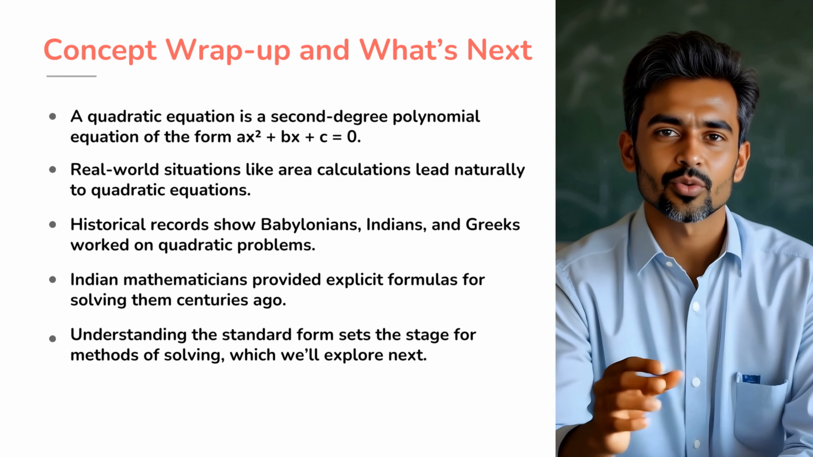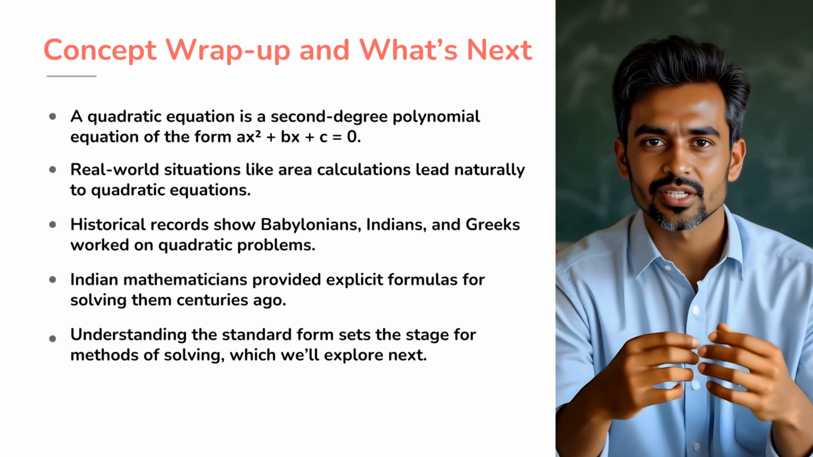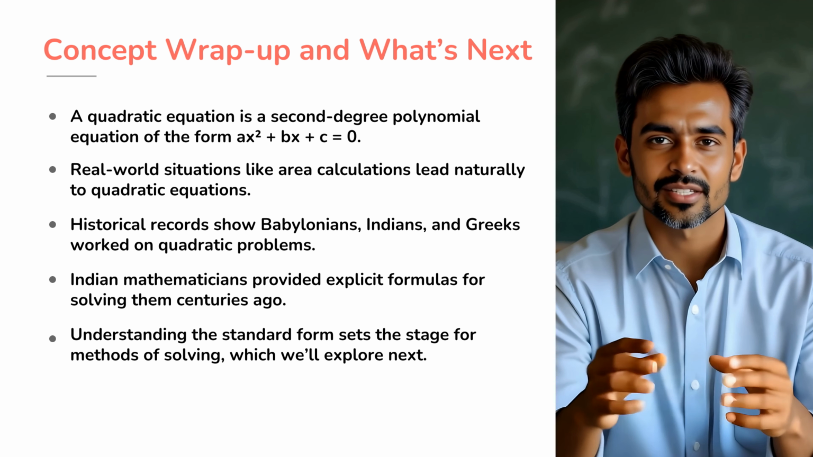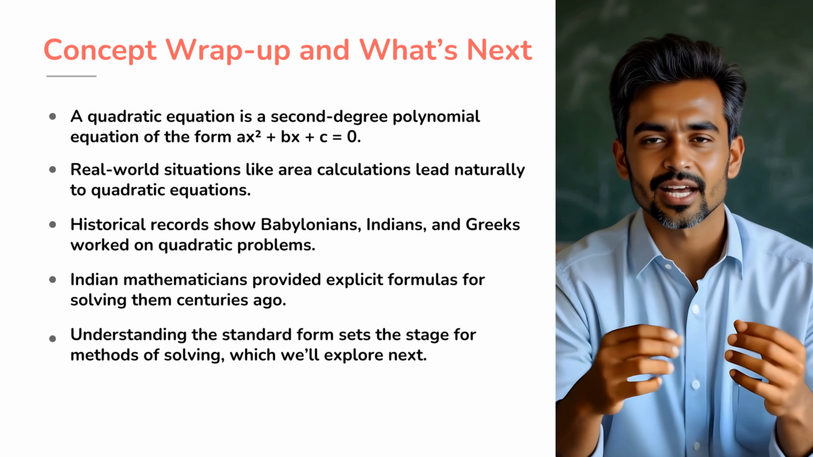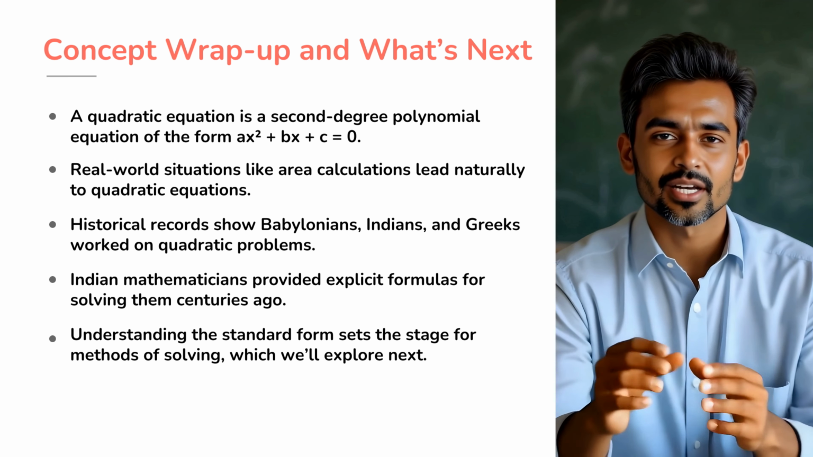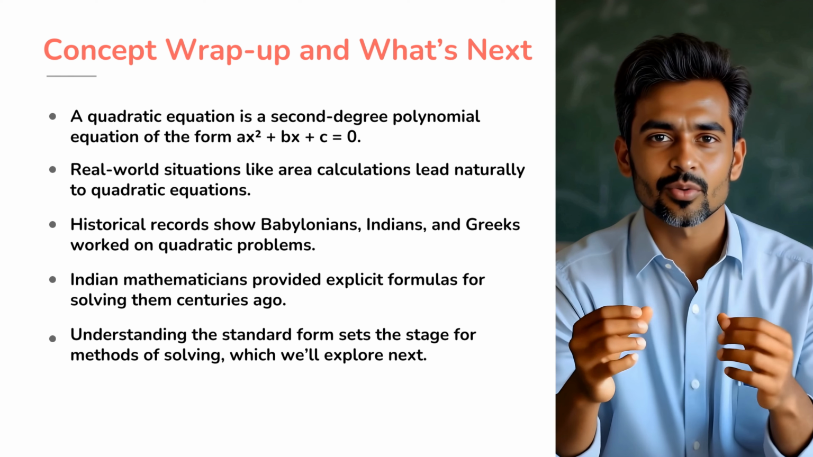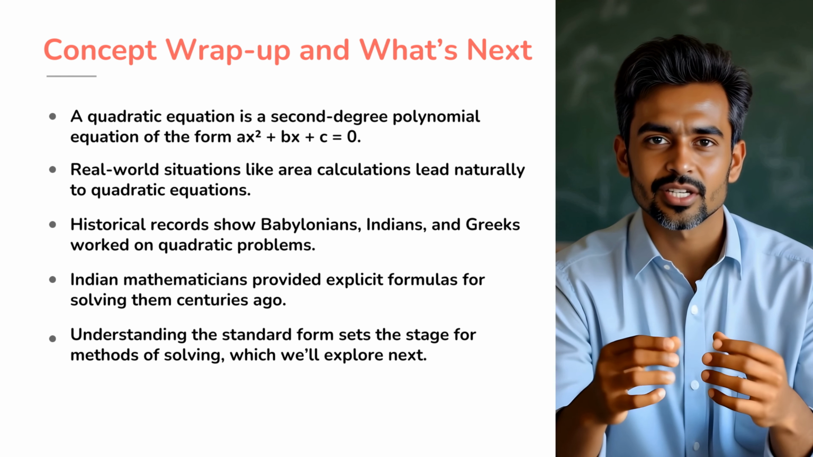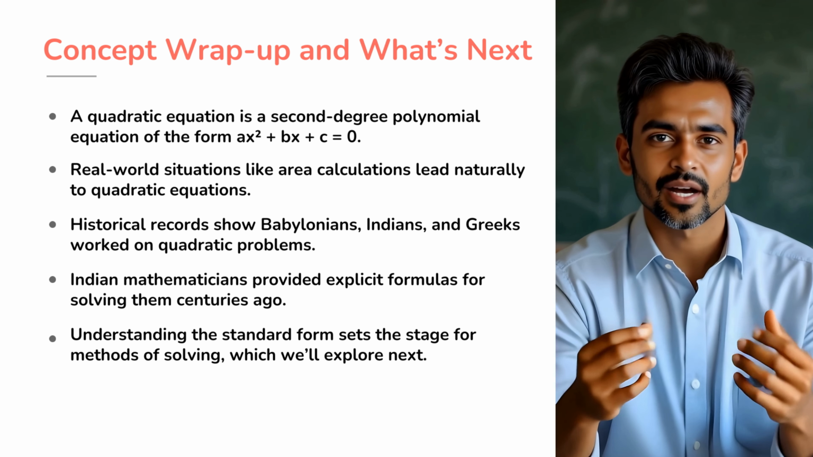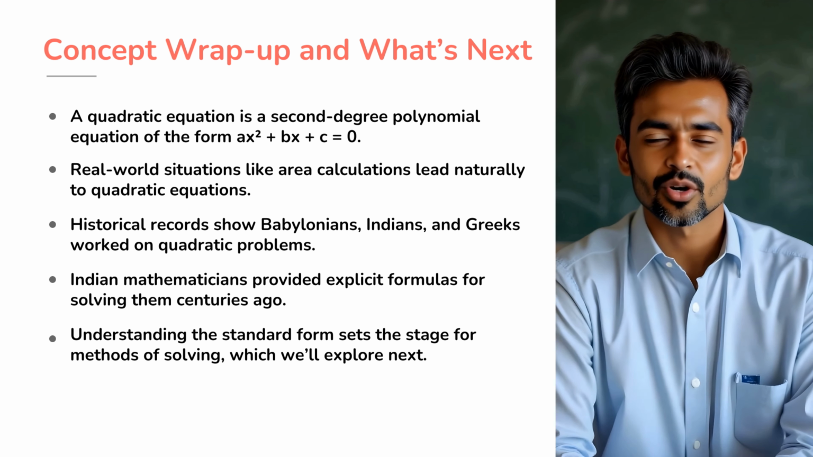Let's quickly revise what we've learned today. Quadratic equations are second-degree polynomials written as ax squared plus bx plus c equals 0. They arise naturally in real-life contexts like calculating area, motion, and design. Babylonian, Greek, and Indian mathematicians explored these equations thousands of years ago. Indian scholars like Brahmagupta and Sridharacharya formalized methods that are still used today. And finally, understanding the structure of a quadratic equation prepares us to learn the different ways to solve them.